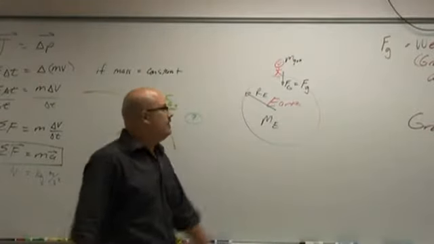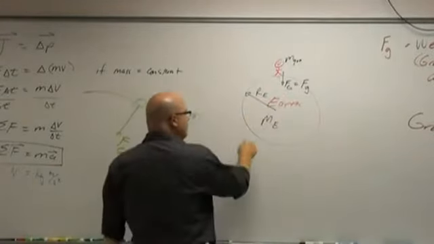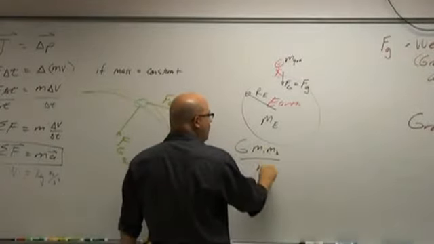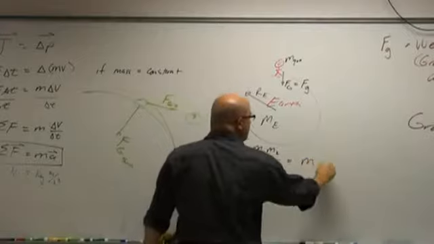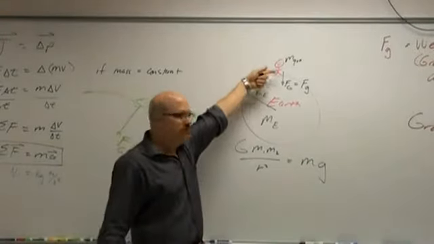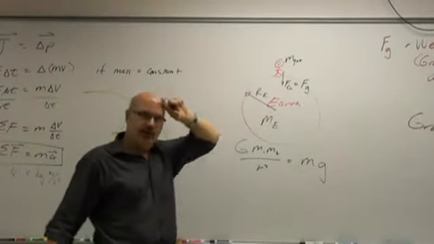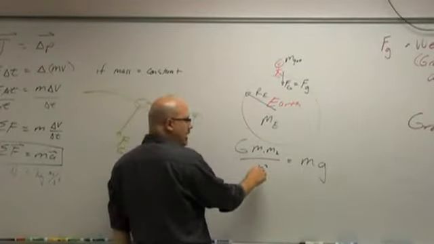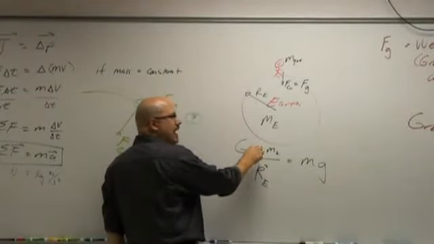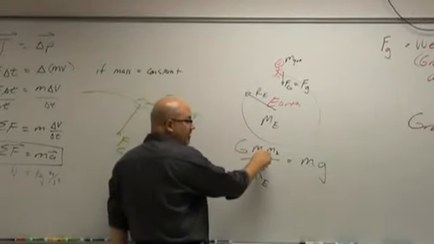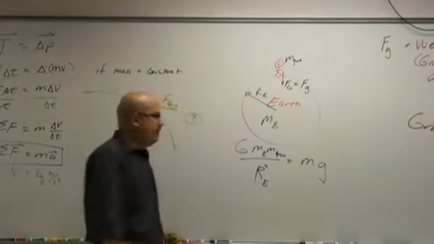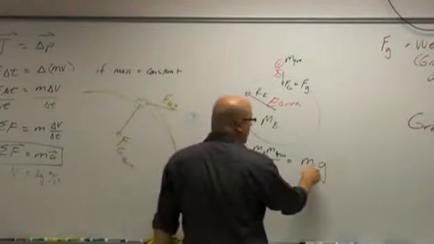Okay, so let's take a look at this. This is G M1 M2 over R squared equals mg. Now, I've dropped the negative sign because I already know the direction is towards the center of the Earth, right? No big deal. But wait. This radius is the radius of the Earth. This mass is the mass of Earth, and this is the mass of you.